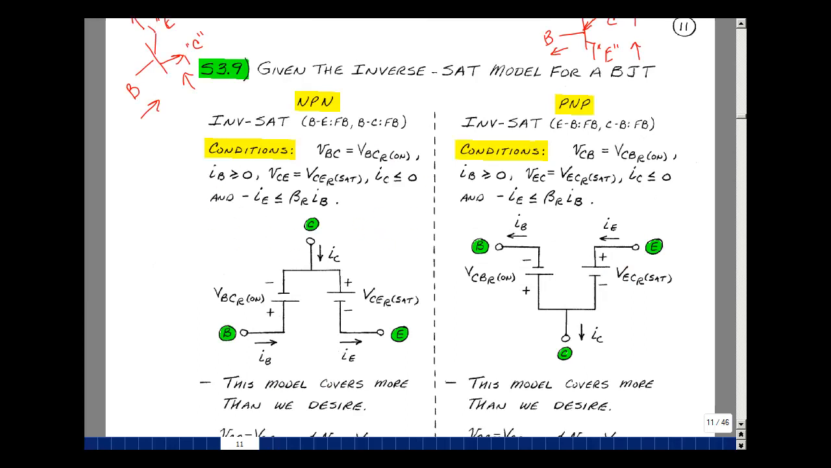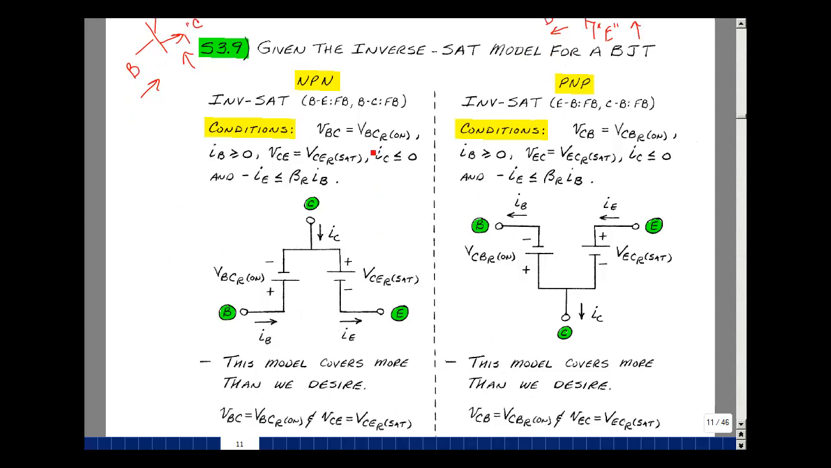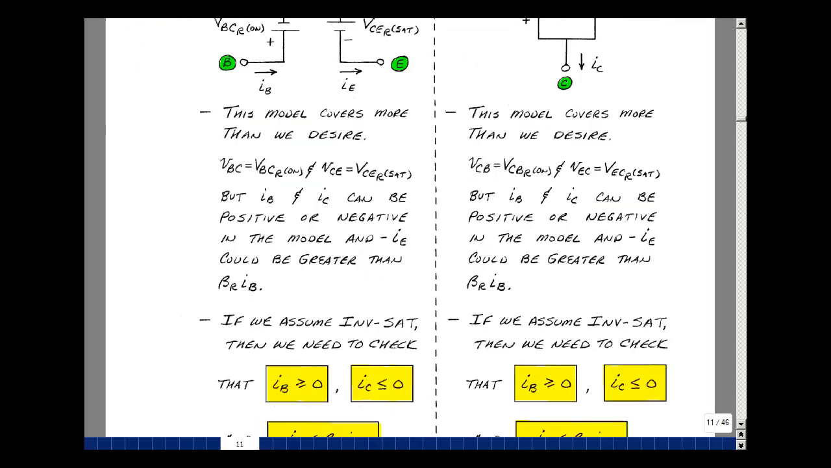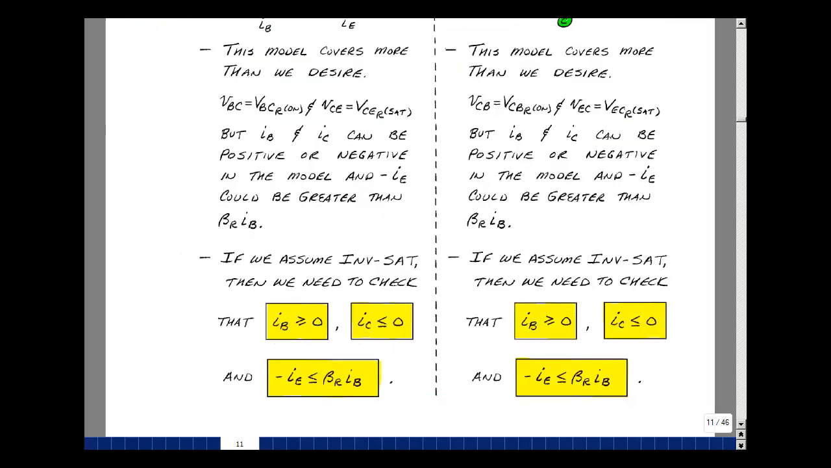And of course the answer is no, it can cover some of them. This is obviously a battery and this is a battery, so between the base and the collector I've got a battery of V sub BCR on, and between the collector emitter I've got a battery of V sub CER sat. Current in this voltage source can be positive or negative, and likewise for this one, and the ratio doesn't have to follow any relationships. We assume inverse saturation, put the model in, and we'll have to check that the base current is greater than or equal to 0, the collector current is less than or equal to 0, and that the ratio of minus IE to IB is less than beta R.